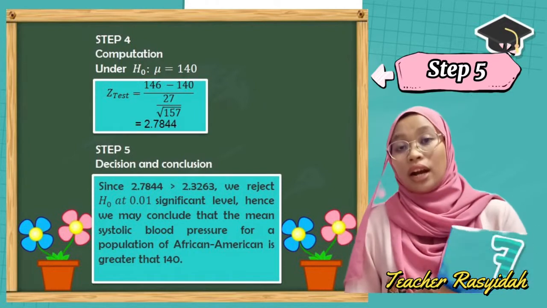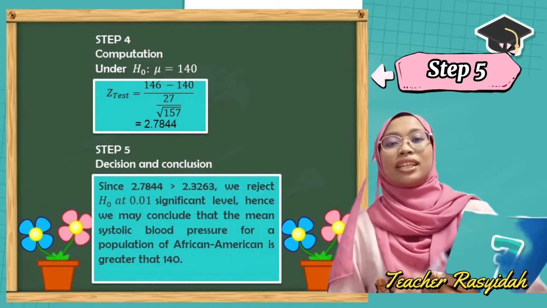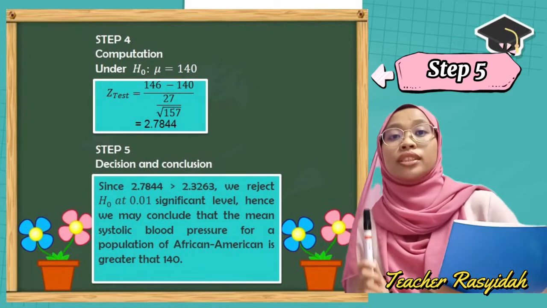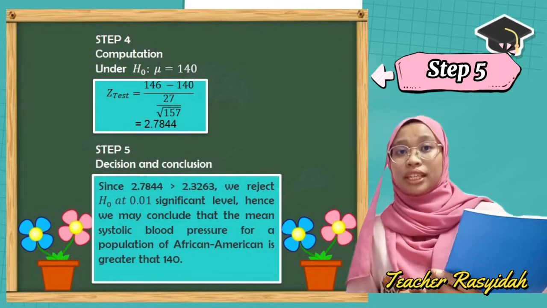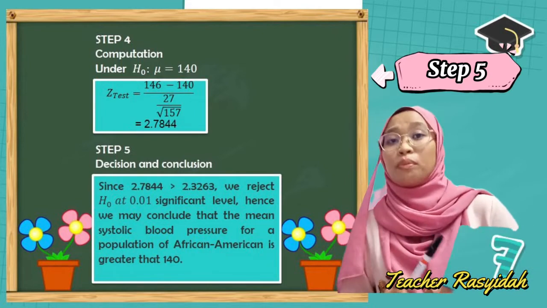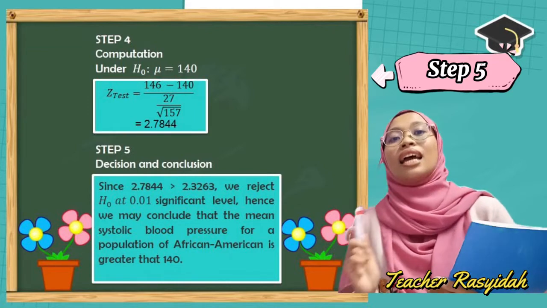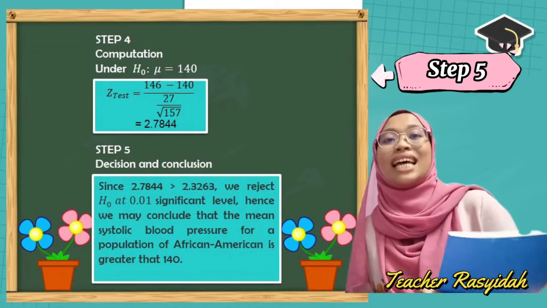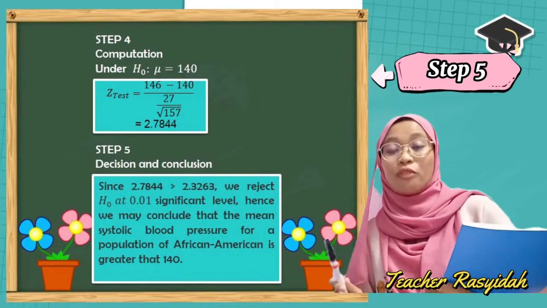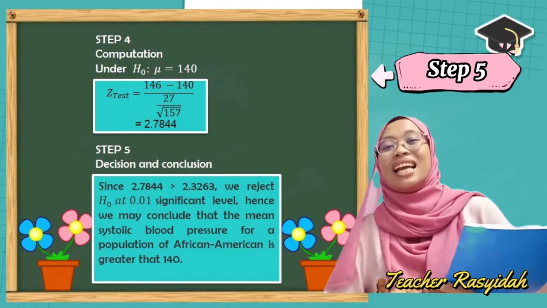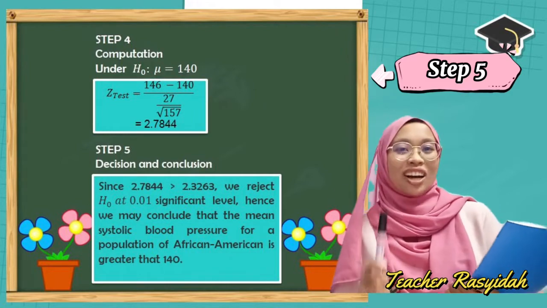And lastly is step 5. In step 5, we are going to do the decision and conclusion. Since 2.7844 is more than 2.3263, we reject the null hypothesis at the 0.01 significance level. Hence, we may conclude that the mean systolic blood pressure for a population of African Americans is greater than 140. So, that's all from me.